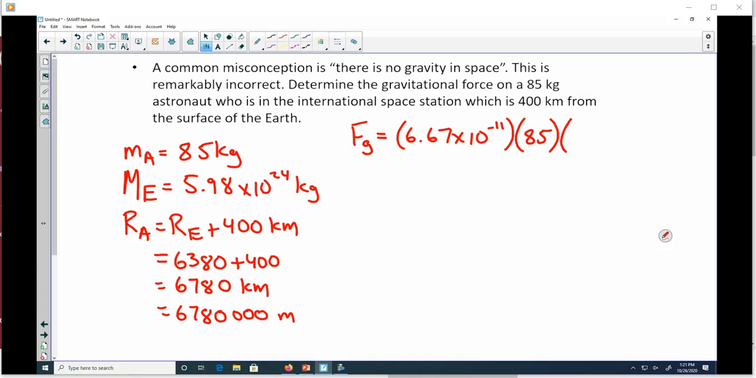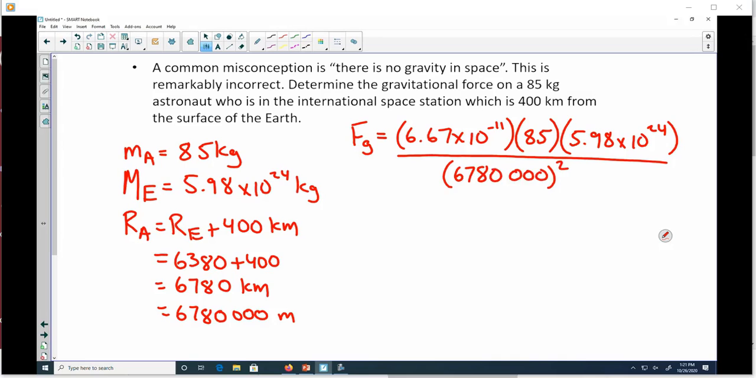And so to find the force of gravity, we just use Newton's universal law of gravitation. So the force on the astronaut, 737.54 newtons. So let's compare that to what his weight would actually be if he was on the surface of the Earth, just to get an idea of how different the two would be.